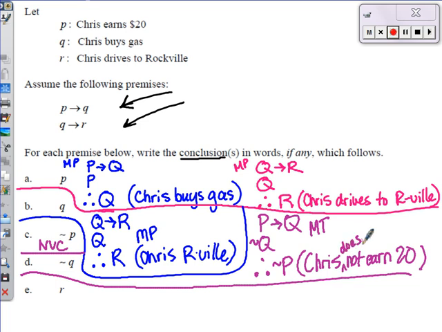Okay, last one. This one is an R, so that doesn't link to anything. So this is also NVC.